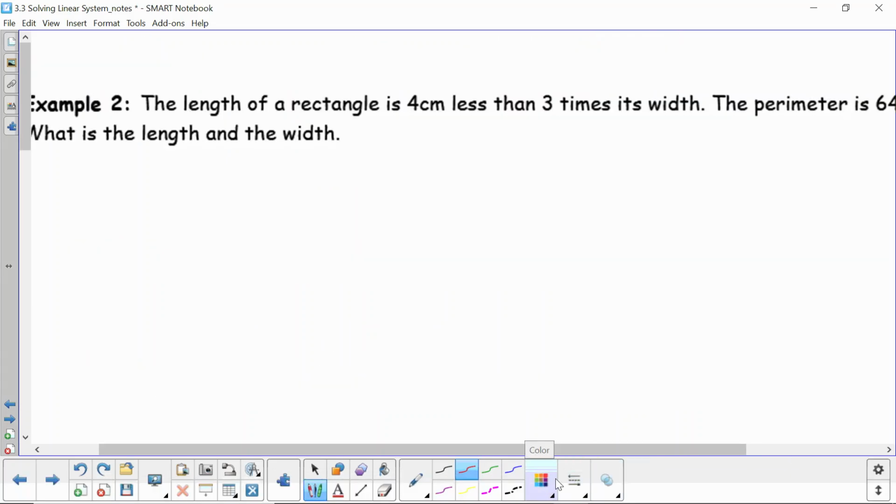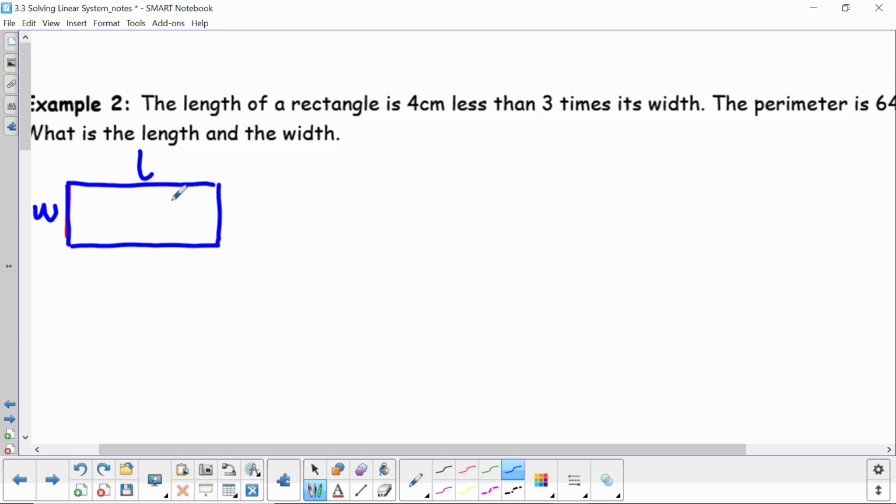Okay, so this is for the word problem. Now we are going to see example 2. The length of a rectangle is 4 centimeters less than 3 times its width. The perimeter is 64 centimeters. What's the length and width? So we could sketch it. Length and width. It asks you for the length and width. You could just use L and W as variables.